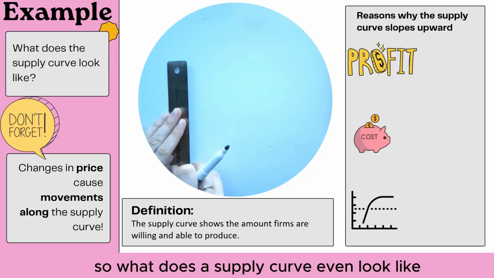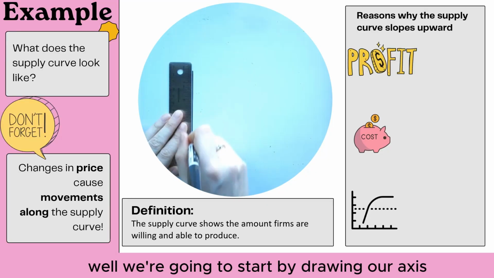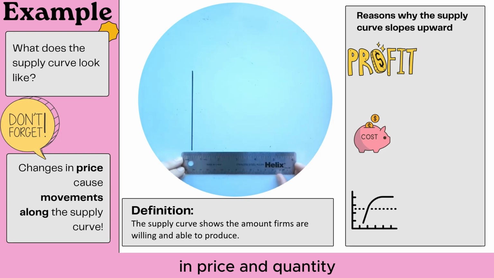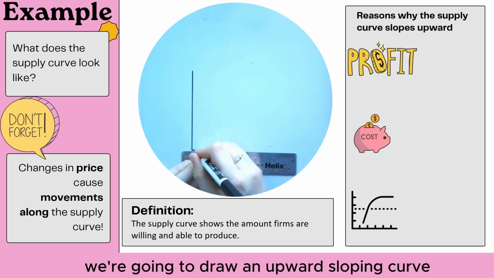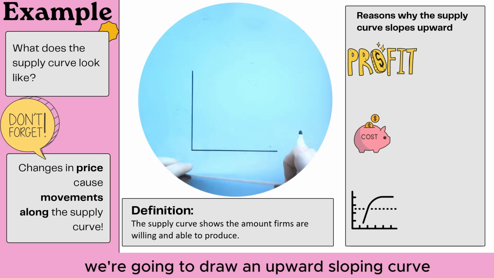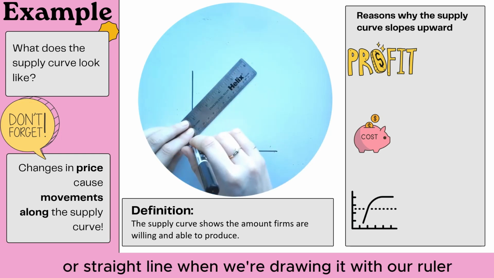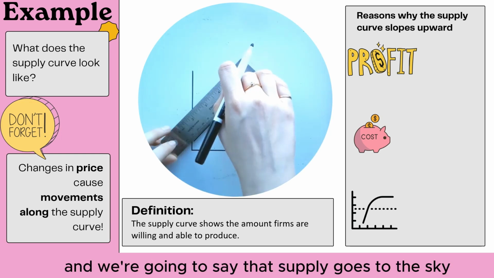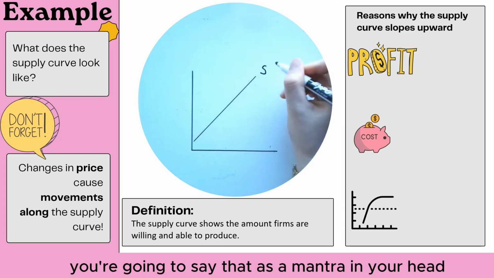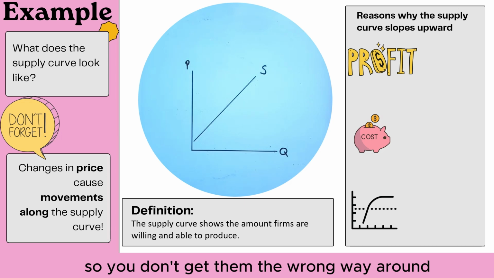So, what does a supply curve even look like? Well, we're going to start by drawing our axes in price and quantity. We're going to draw an upward sloping curve or straight line when we're drawing it with our ruler, and we're going to say that supply goes to the sky. You're going to say that as a mantra in your head when you're drawing your curves so you don't get them the wrong way around.